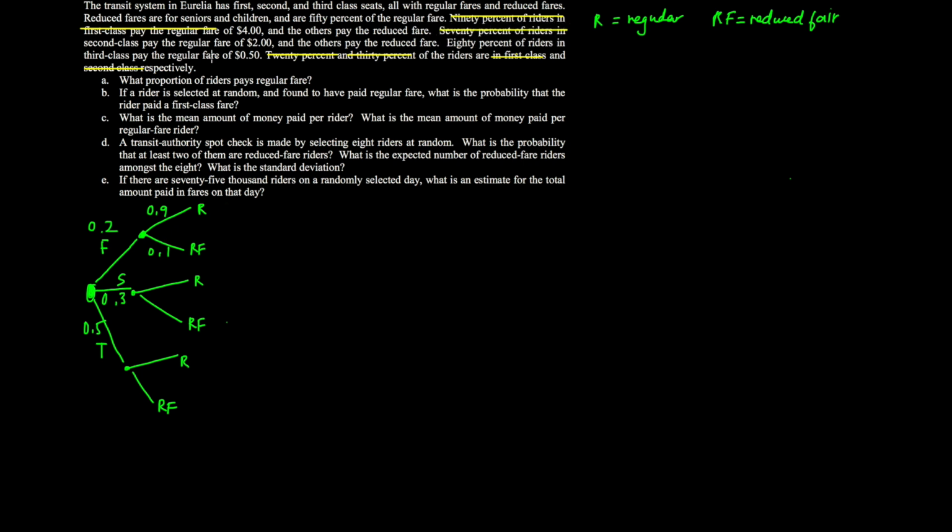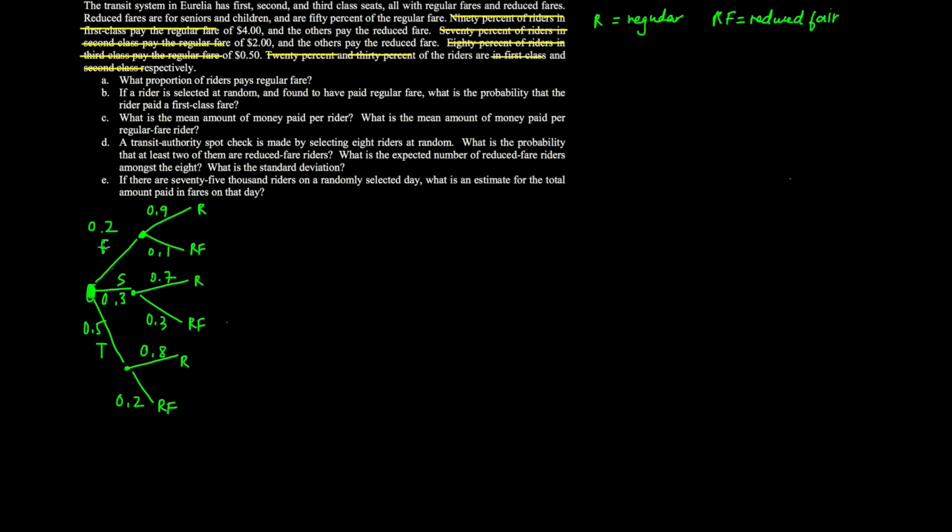70% of the riders in second class pay regular fare. So this right here is going to be 0.7, and the remaining pay reduced, so that's 0.3. And finally, 80% of the riders in third class pay regular fare. So that's going to be 0.8 right here, and the remaining pay reduced fare, so that's 0.2, right?